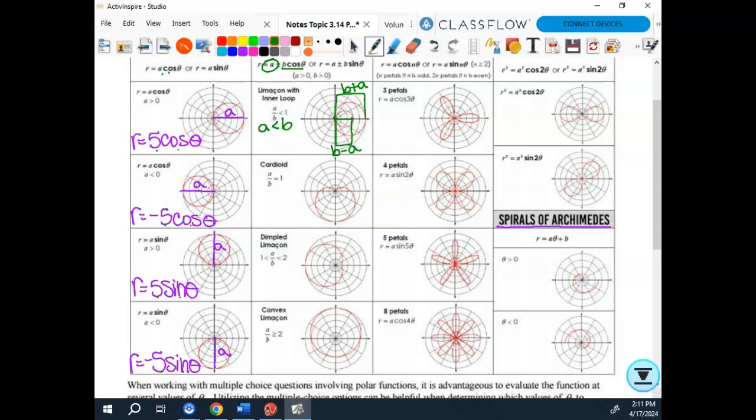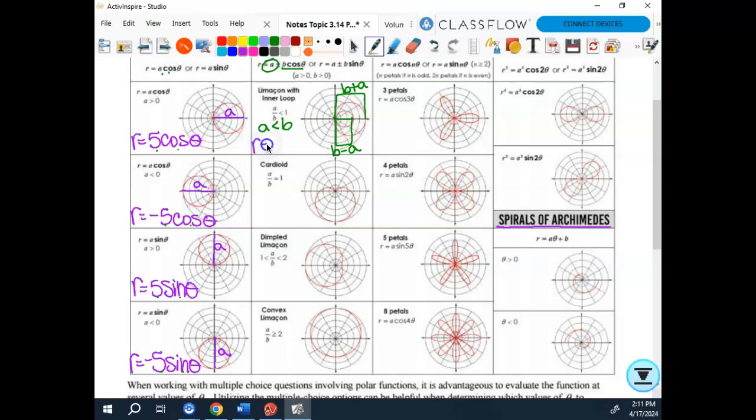Again, not something you have to have memorized, but we're just looking at how these all relate to each other. So in this particular case, do you think that this function would be a sine or a cosine? Cosine. And positive or negative? Positive. Okay.